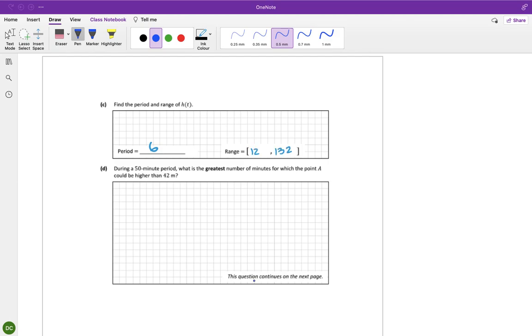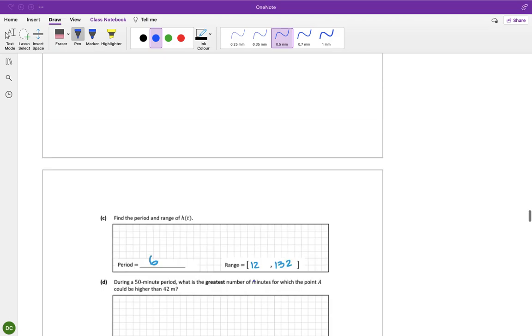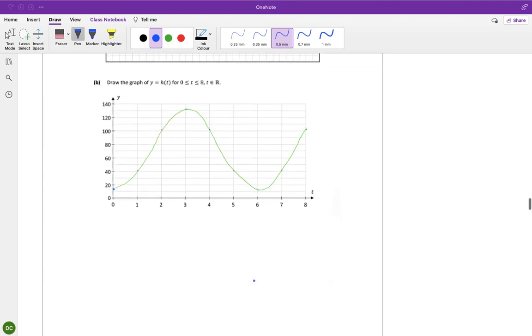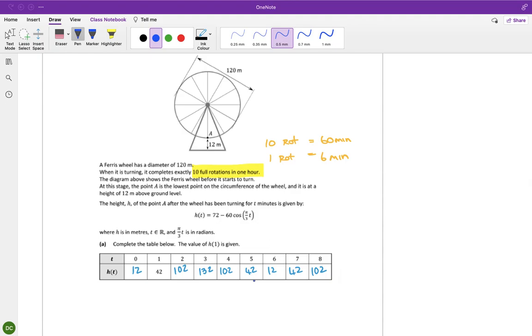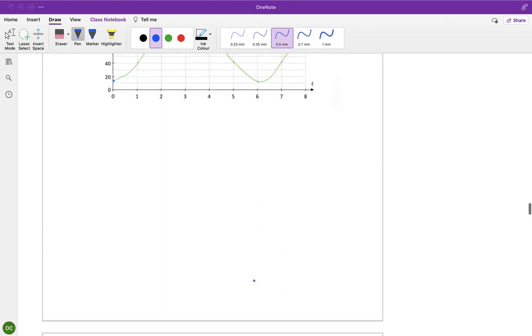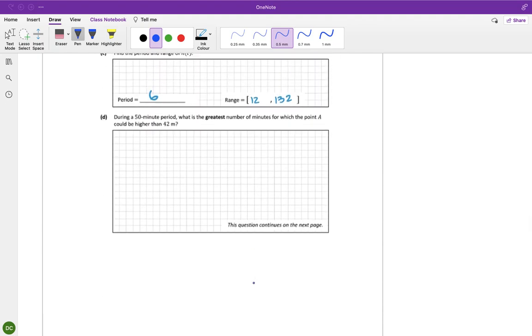During a 50-minute period, what is the greatest number of minutes for which the point A could be higher? Oh. Sorry, I think that is a calculus question, which you haven't done. So I think that one's going to have to be removed.